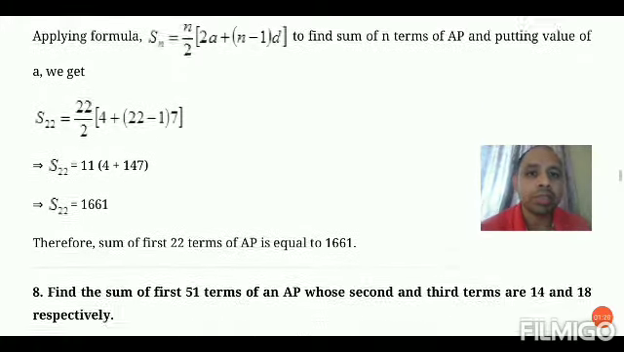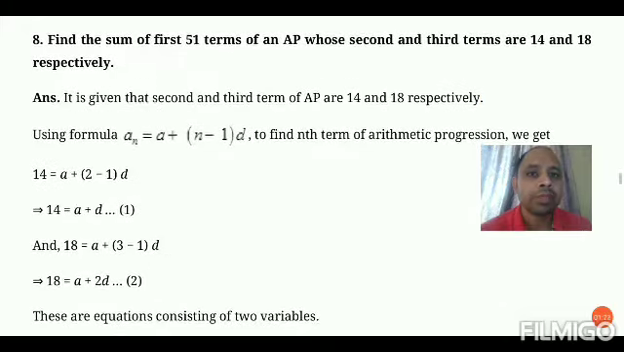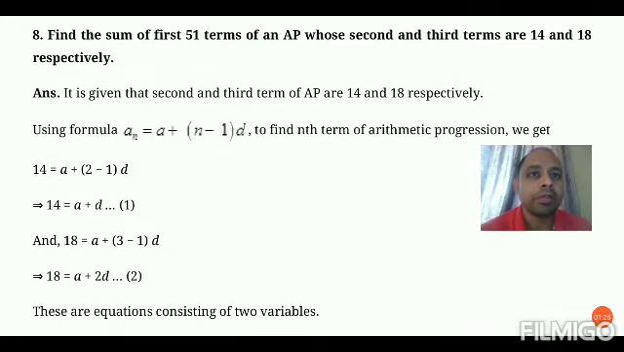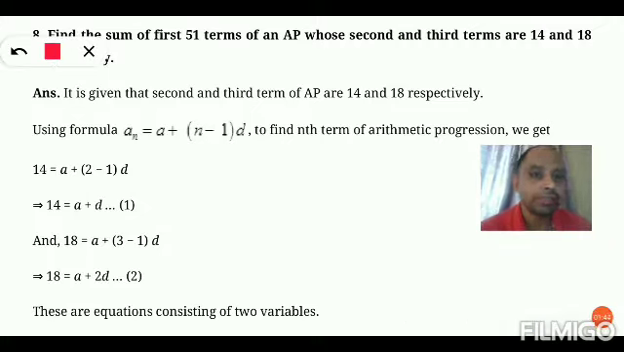Now moving to question number 8. Question number 8 is: find the sum of first 51 terms. It is quite similar to question number 7. In that one you had to find the sum of 22 terms. Here you have to find the sum of 51 terms, whose second and third terms are 14 and 18. Second term means a plus d, and a plus d is given as 14, and a plus 2d is given as 18.